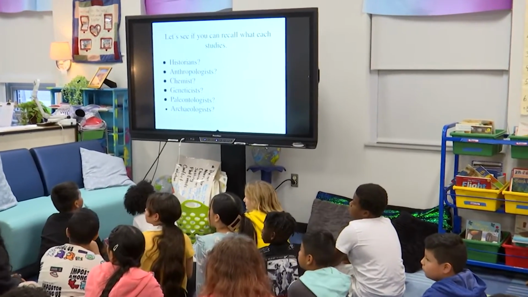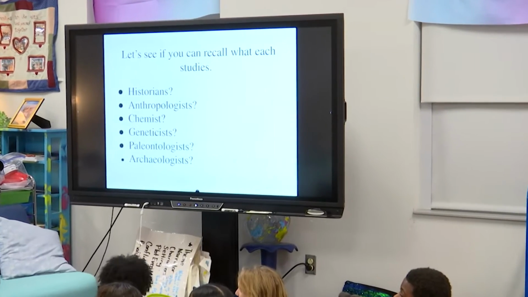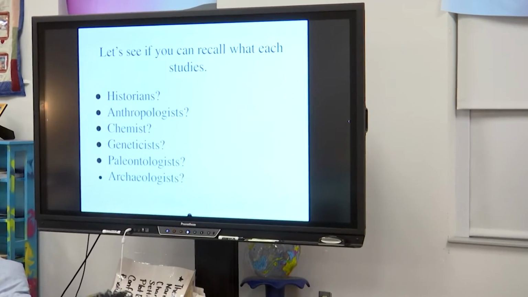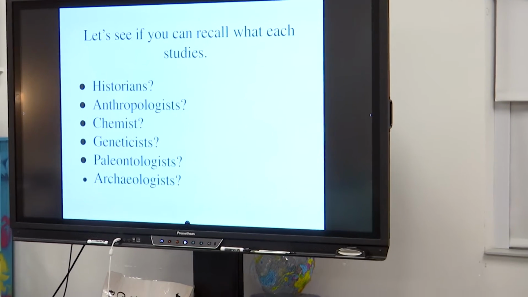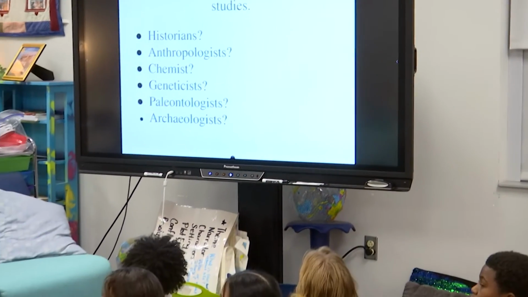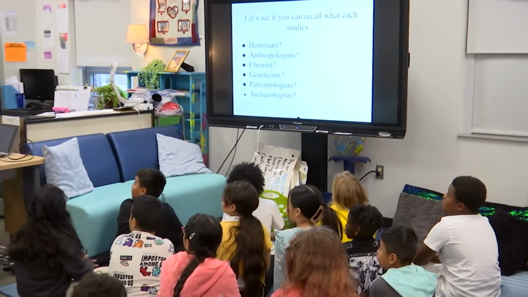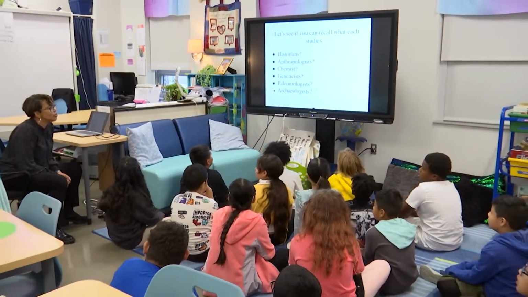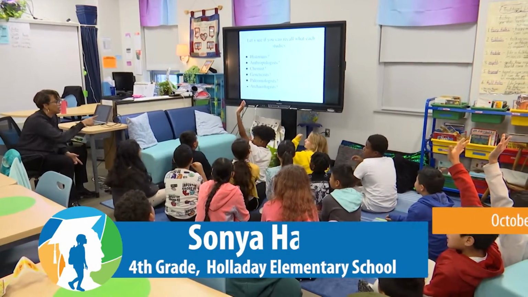Are these all the scientists who help us learn about the past? No, there are many, many types, but these are some of the ones we learned about. What about historians? What do they study? They study documents. What about anthropologists? Culture. Oh, I didn't think you'd remember that one. What about chemists? Somebody raise your hand and tell me what chemists study. Yeah, right.